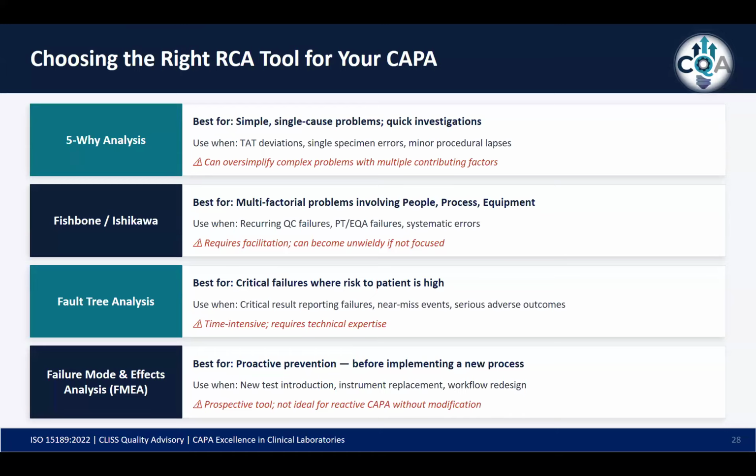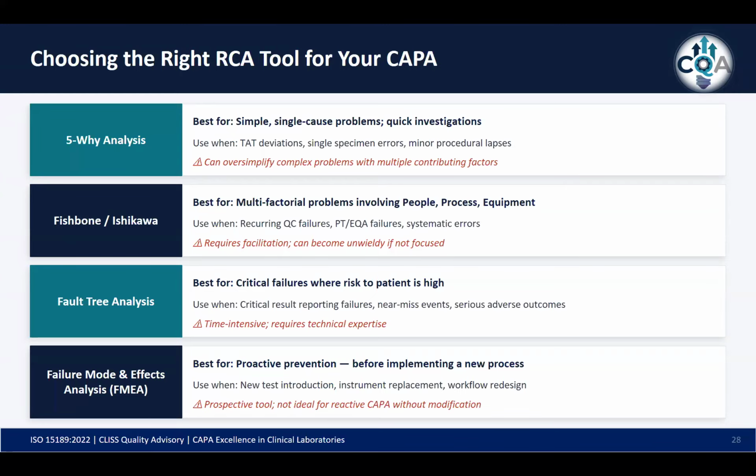And then let's talk about choosing the right RCA tool for your non-conformity. Okay, so the 5 whys is best for simple single cause problems with quick investigations. So that's why most people are comfortable with this one. For instance, you're looking at TAT deviations, single specimen errors, minor procedural lapses, okay? It can oversimplify complex problems with multiple contributing factors.